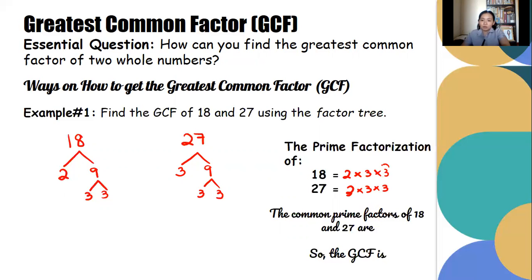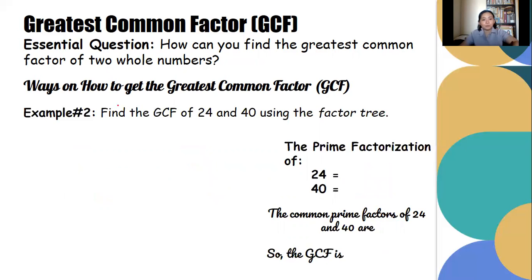Spotting the common factors, I have this set of 3's over here and this set of 3's. So 3 and 3. To get the GCF, simply multiply those two 3's. So 3 times 3 will give you 9. So the GCF of 18 and 27 is 9.